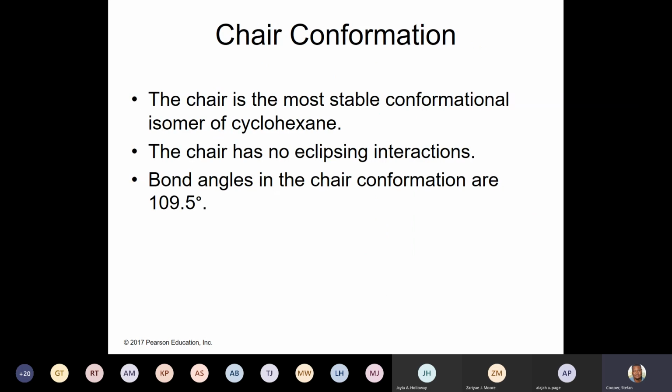This is the most stable. Why? There's no eclipsing and the bond angles are preferred. They're ideal at 109.5. So this is the only conformer for six-member rings where I don't have eclipsing interactions and I don't have deviated bond angles. So the chair is preferred because of that. Let's look at the other conformations really quickly.